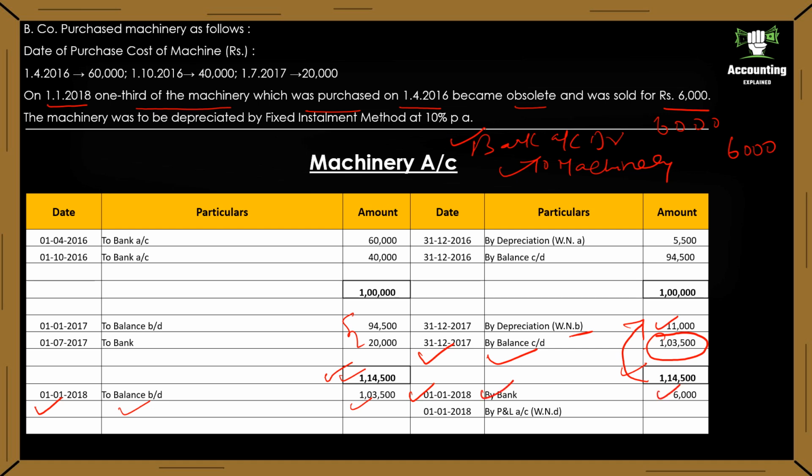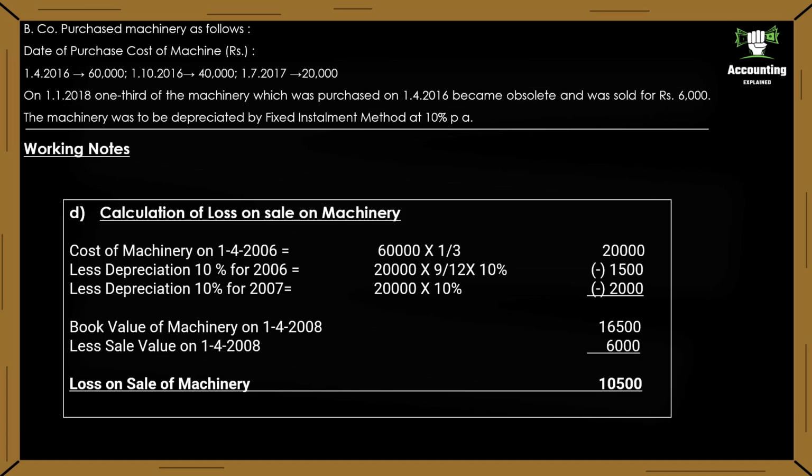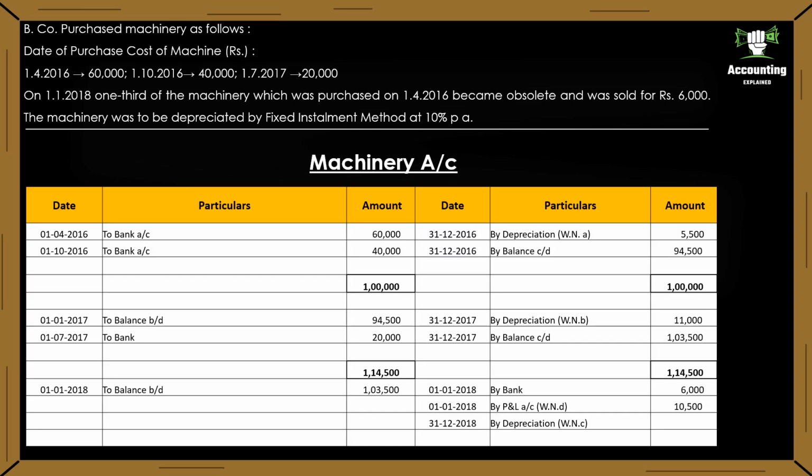Now we have to make the entry for loss on sale of machinery. On 1/1/2018, by P&L we write, and we are going to refer to working note D for the entry for loss on sale of machinery. On referring to our working note number D, which we have calculated, we find that the loss on sale of machinery amount is 10,500 rupees, which will be transferred to the P&L account.